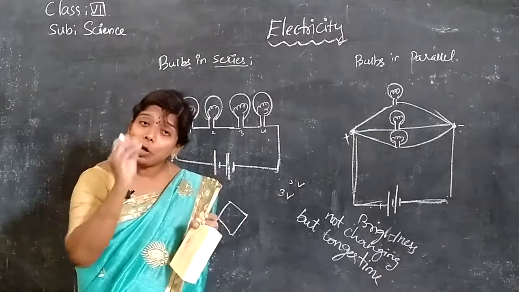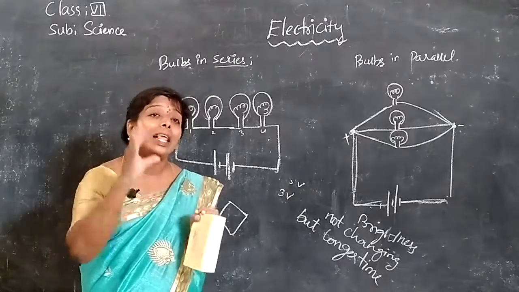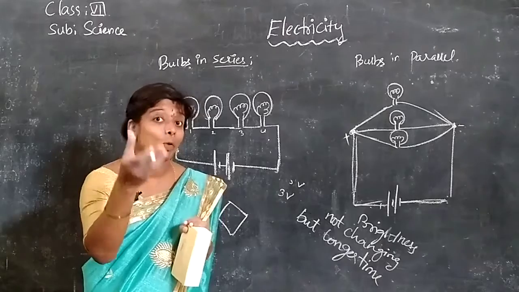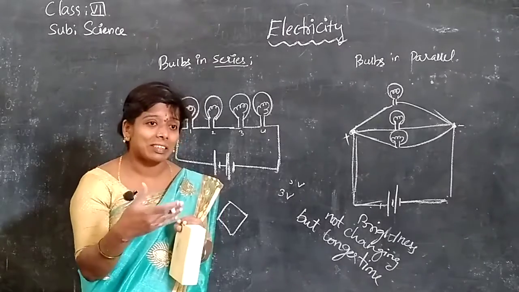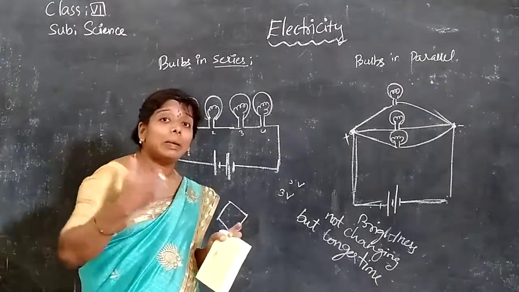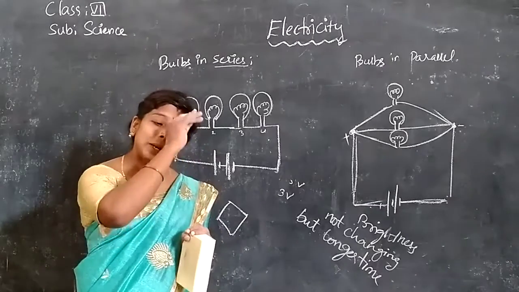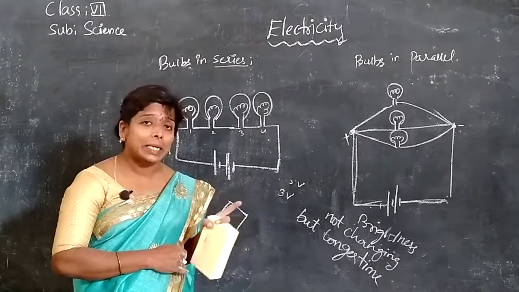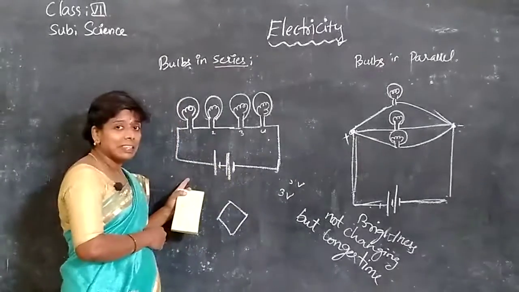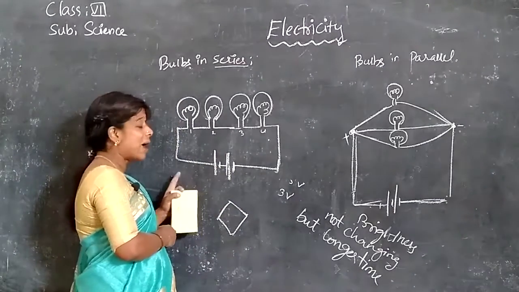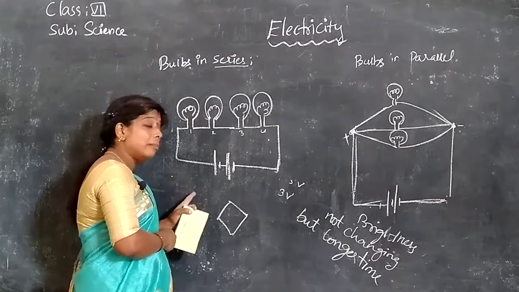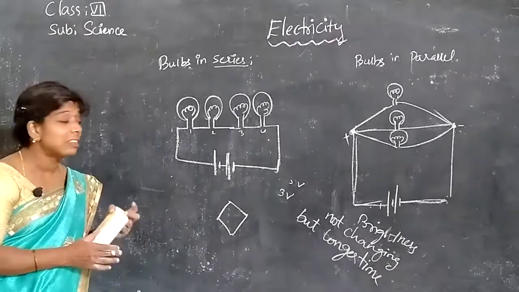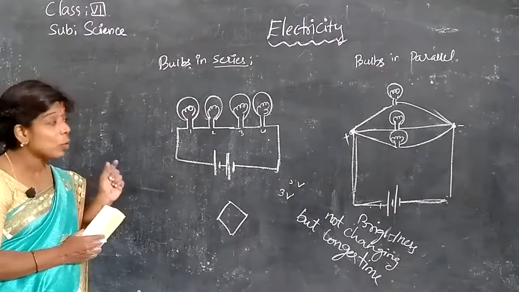You will get rice, but instead of getting much, you may get a little bit, like a prasadam, as many people have increased. Here also the bulb will be glowing, but the brightness will be totally decreased. In cells in series we have seen this. Now I am saying about bulbs in series, the same concept.